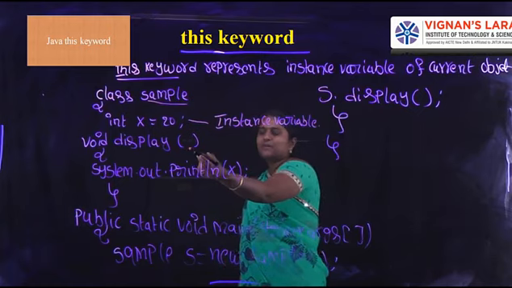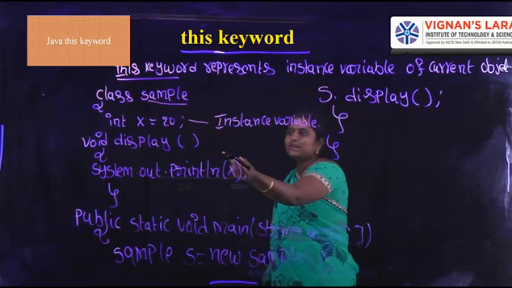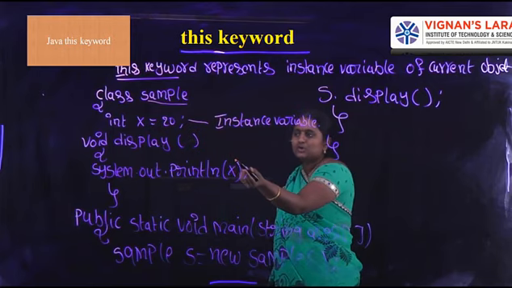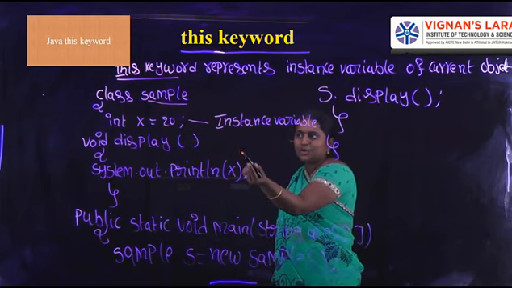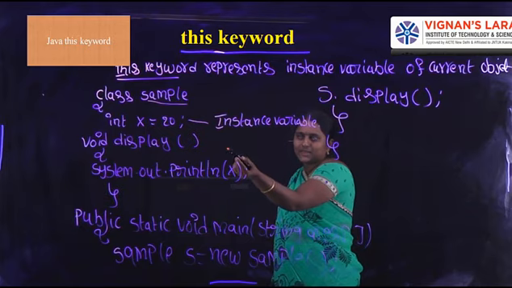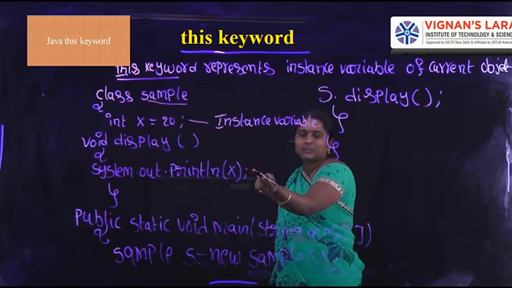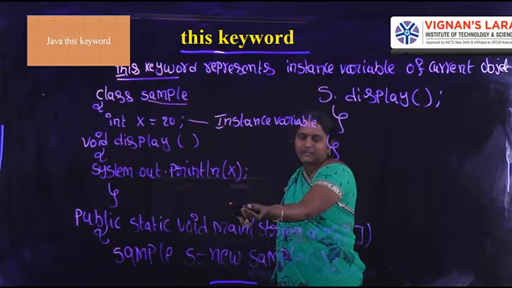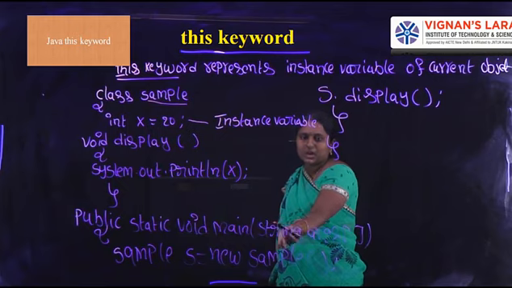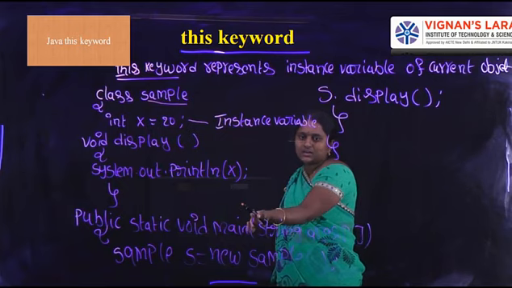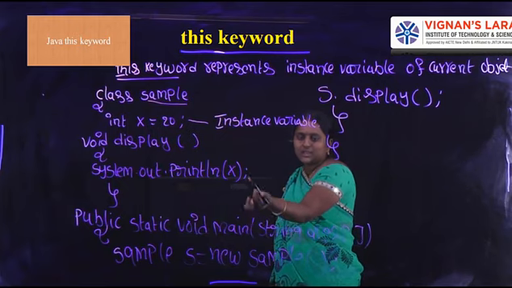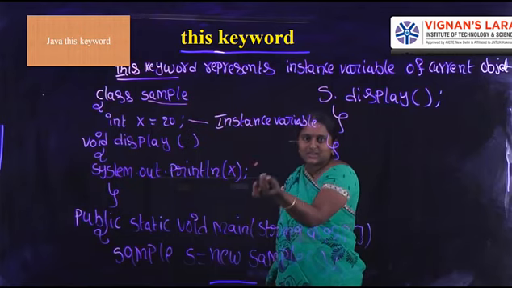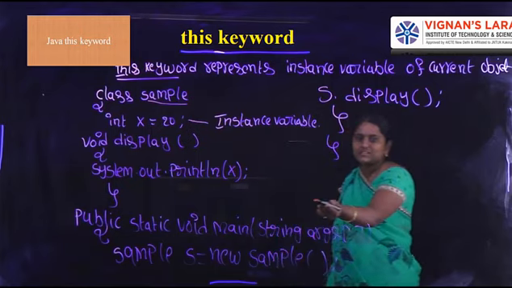Next, I am defining one method. What is our method name? Display. Every method has a return data type, and the display method returns the void data type. The body of the display method is System.out.println(x). Then I am closing the method body. Next is the main method, public static void main(String[] args). We already know the main method has three keywords, and we have seen their importance in the previous class.